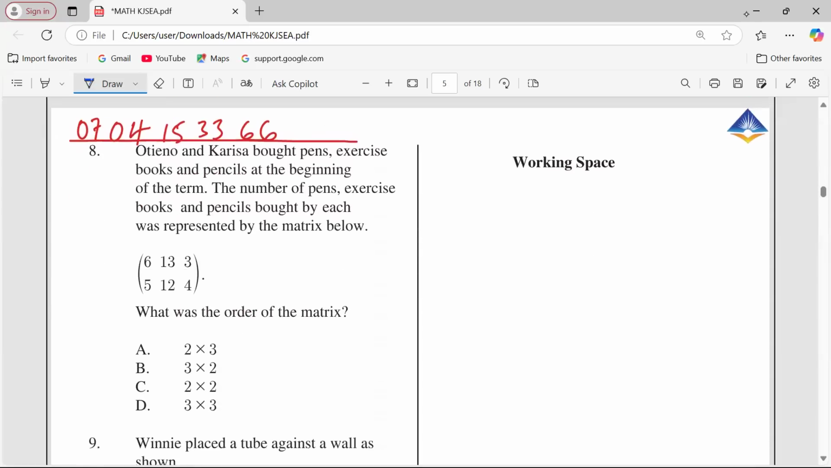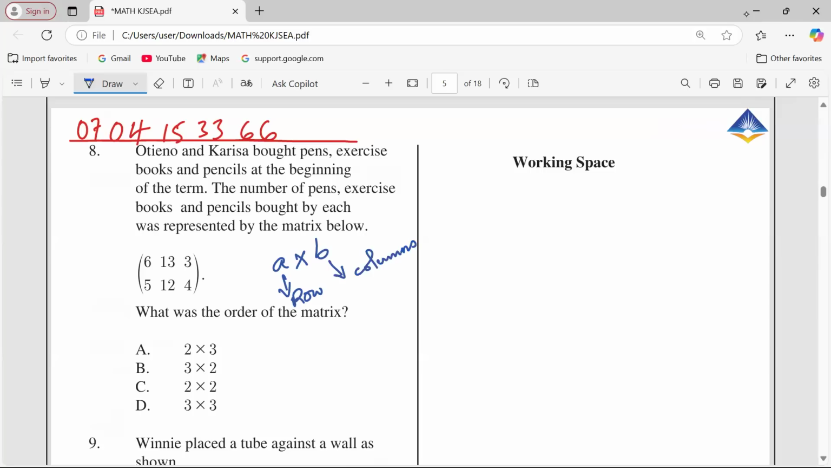Let's check number 8. Otieno and Kjsea bought pens, exercise books, and pencils at the beginning of the term. The number of pens, exercise books, and pencils bought by each was represented by the matrix below. So we have the matrix here, 6, 13, 3, 5, 12, 4. What was the order of the matrix? For us to give the order of the matrix, we should give it as A by B, where A is the number of rows, B is the number of columns.